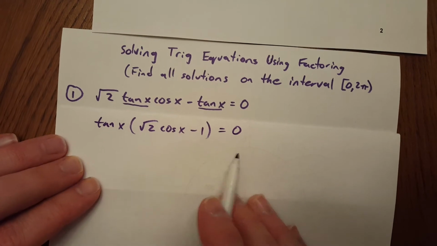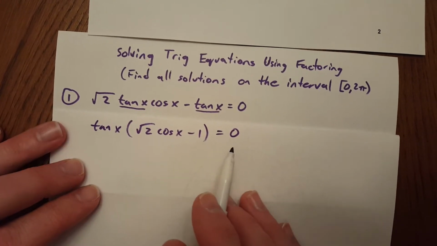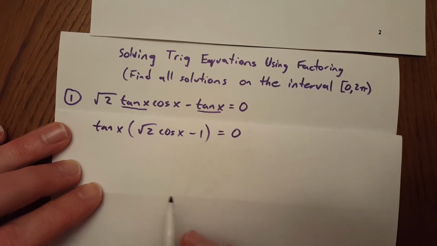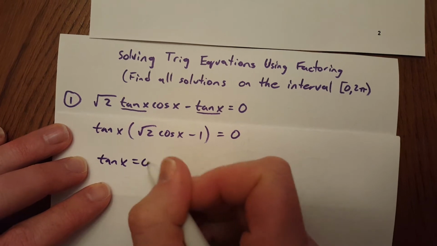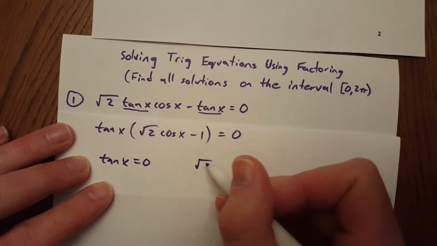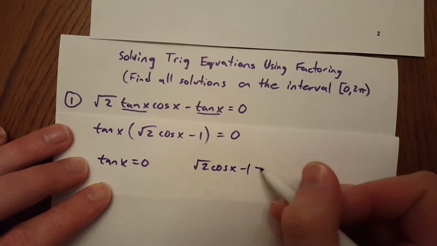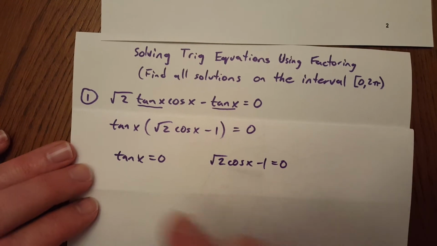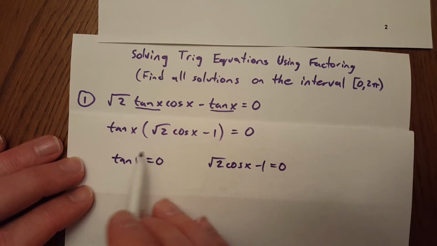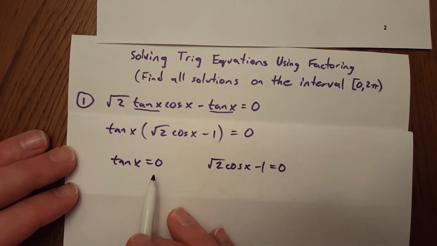Once we get it to this, notice that we have multiplication between these two, and so now we can actually split it up using the zero product property. One of those mini equations being tangent of x equals 0, the other one being what's on the inside. So we're going to set those two equal to 0. If we solve each of these individually now, because of the zero product property, we will have solutions for the entire equation. Let's start with tangent x equals 0.